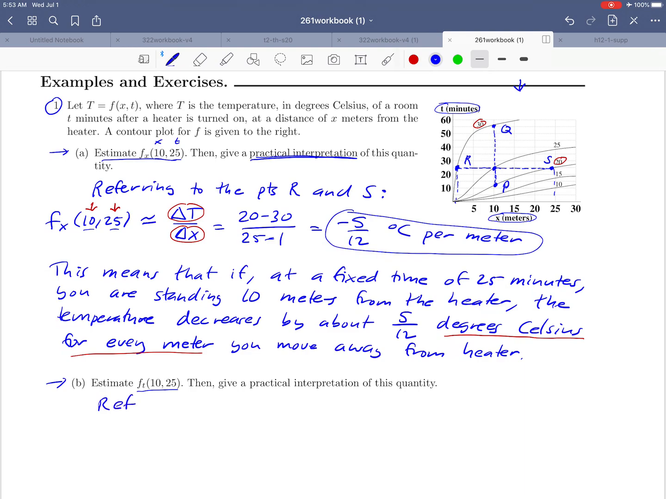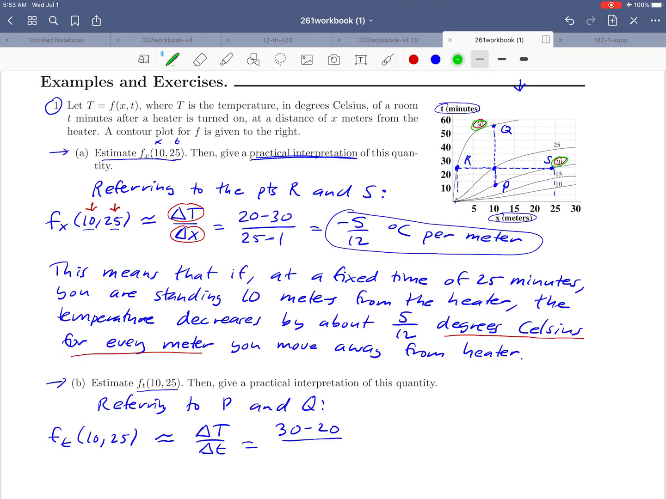Okay, so referring to P and Q, this derivative that we're trying to estimate is going to be approximately the change in temperature over the change in time. Okay, and looking back at our picture, in going from P to Q, we went from 20 to 30. That was our change in temperature, so we're going to get 30 minus 20. And what was our change in time?